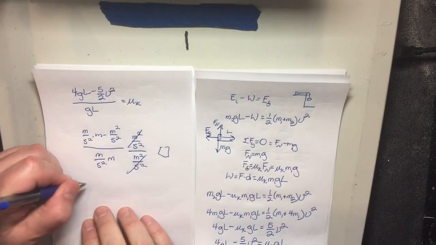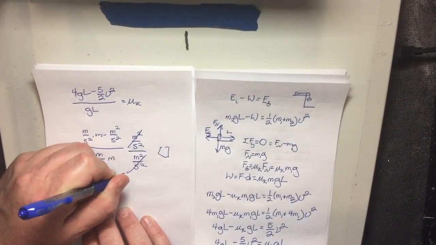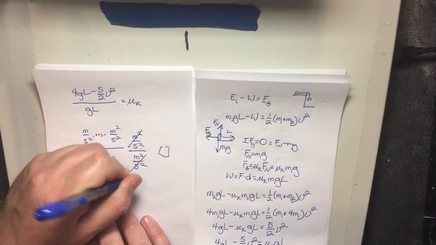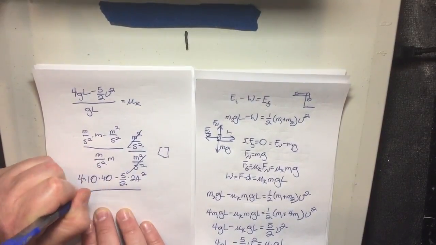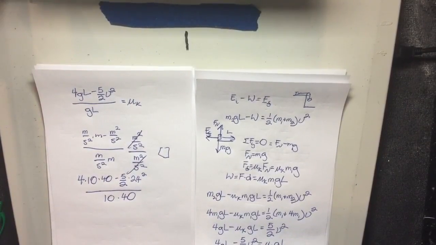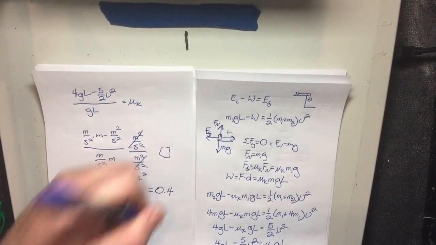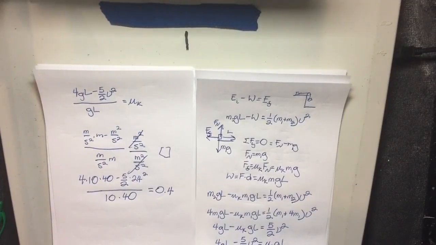Now plug and chug. 4 times 10 times 40 minus 5/2 times 24 squared, over 10 times 40. Ooh, let's see, 40 times 40, that's 1600, I think. Yep. Minus 2.5 times 24 squared, 160 divided by 400, and I get 0.4. Oh my goodness, once again, a whole number.